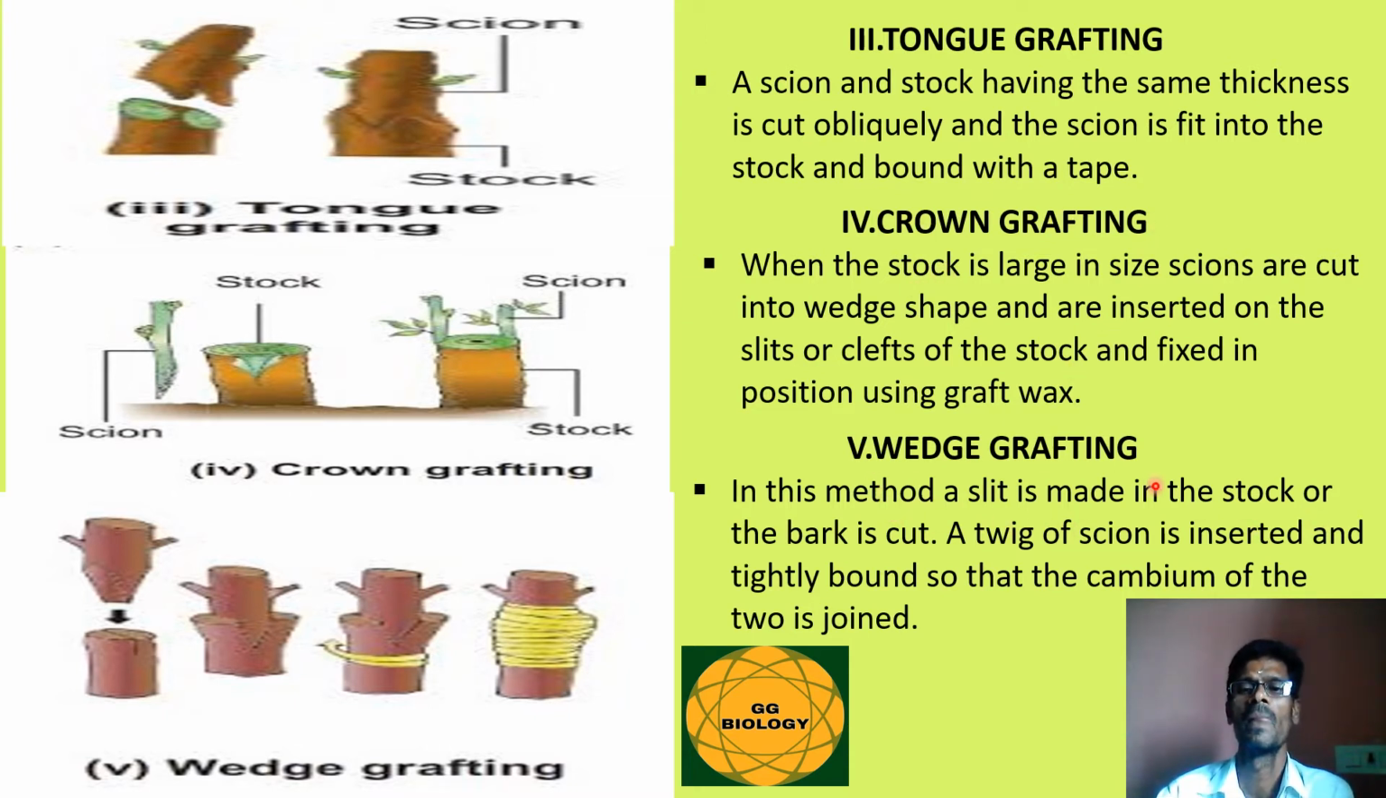And the last method is wedge grafting. In this method, a slit is made in the stalk and the bark is cut. So when you see, the stalk is cut in a manner where the slit is cut in this stalk region and the bark is also cut out. A twig of scion is inserted and tightly bound so that the cambium of the two is joined together. So a little bit of the scion is also cut and the scion is inserted into the slit portion of the stalk region, and they are firmly tightened with the bandage, and the cambium region of the scion and the stalk will combine together and they grow into a new plant. Such a method is called wedge grafting.